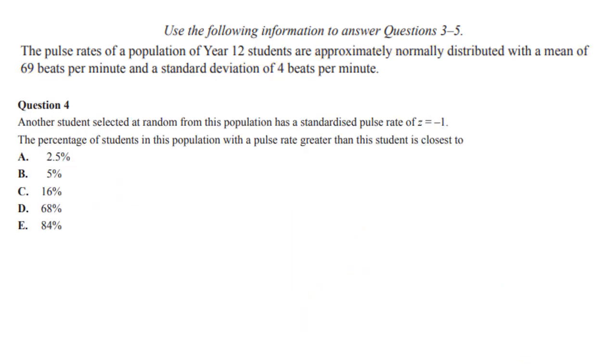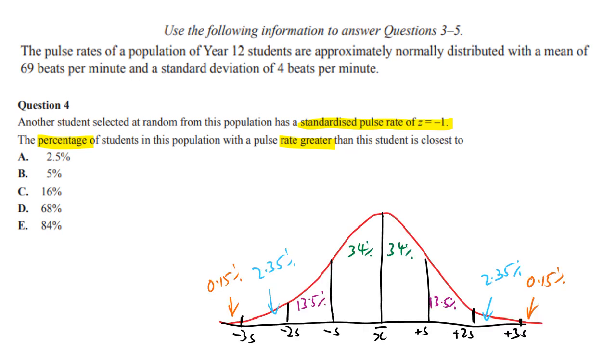Okay, in this question we're talking about a standardized score of -1. We want to know the percentage of students with a pulse rate greater than this. So here's another slightly different version of that normally distributed situation. And so, z-score. Now z-score is pretty much like this. Your mean is 0. This is -1, -2, -3. This is 1, 2, and 3.